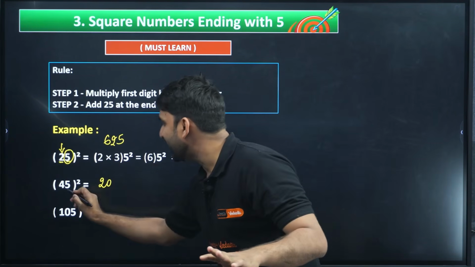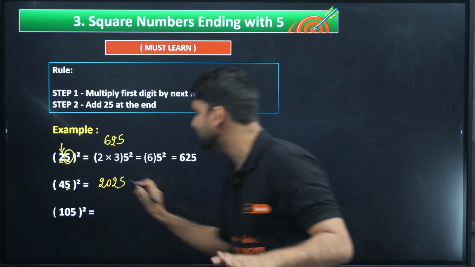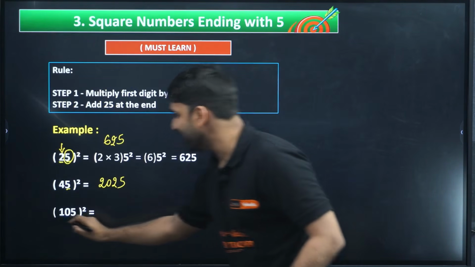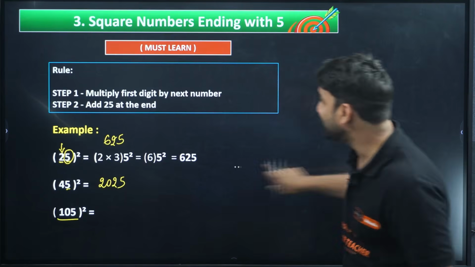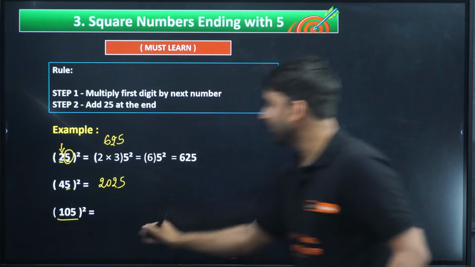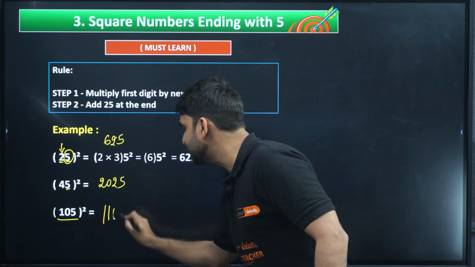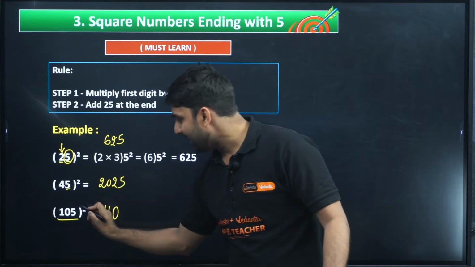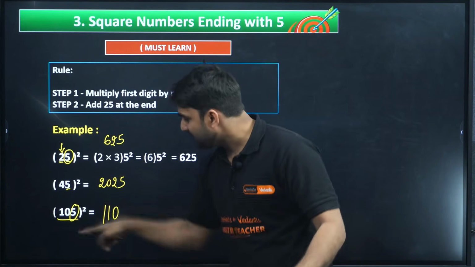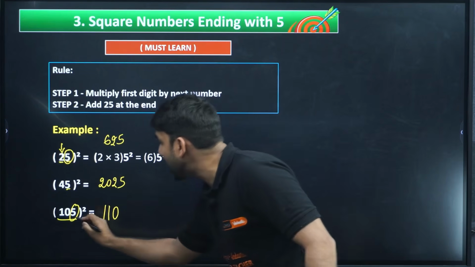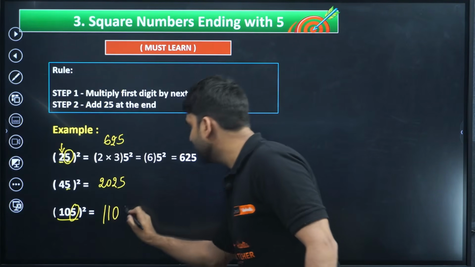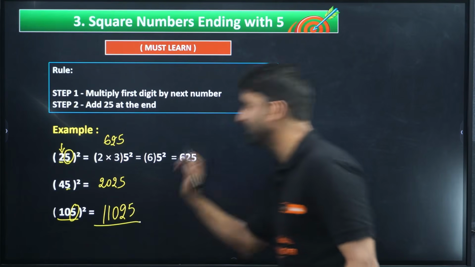Right? And 5 square is 25. This is the answer. Now if I ask you 105 whole square, I have just told you here. So 105 whole square would be what? 110, because 105 is already there, so we will be adding this 5. So 105 plus 5, 110, and square the 5. So 5 square would be 25. This is the answer, my dear.